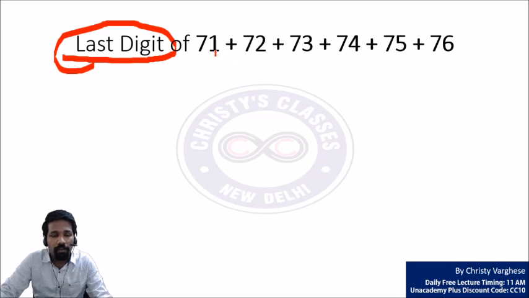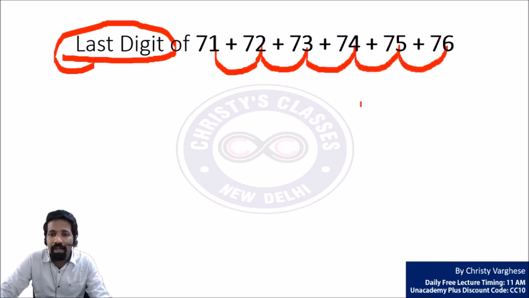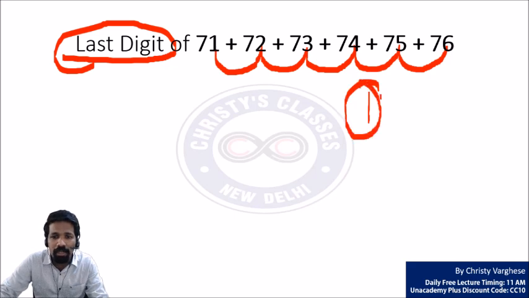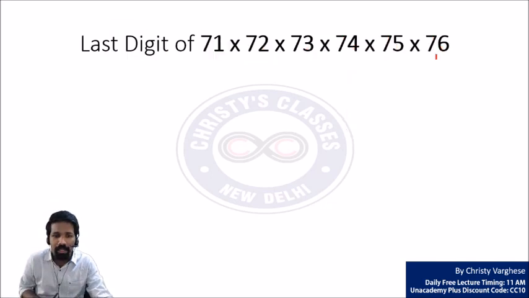So definitely when you see the question itself, you will just do 1 plus 2 is 3, 3 plus 3 is 6, 6 plus 4 is 10, 10 plus 5 is 15, 15 plus 6 is 21. 21's last digit is 1, so you only need 1. That means the 7 does not matter, right?